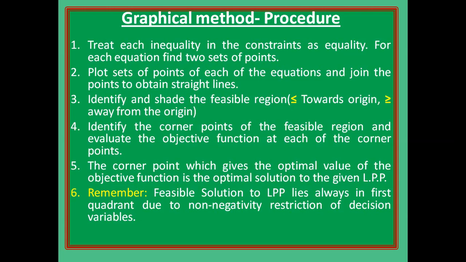For example, if 2x plus 3y less than or equal to 4 is given, it has to be considered as 2x plus 3y equal to 4 first. And then by putting x equal to 0, what is the y value? By putting y equal to 0, what is the x value? Those are to be found out. That's what is given here. For each equation, find 2 sets of points. Not only for the first constraint, all the constraints are to be treated in the same way. By taking equalities first, 2 sets of points have to be calculated.